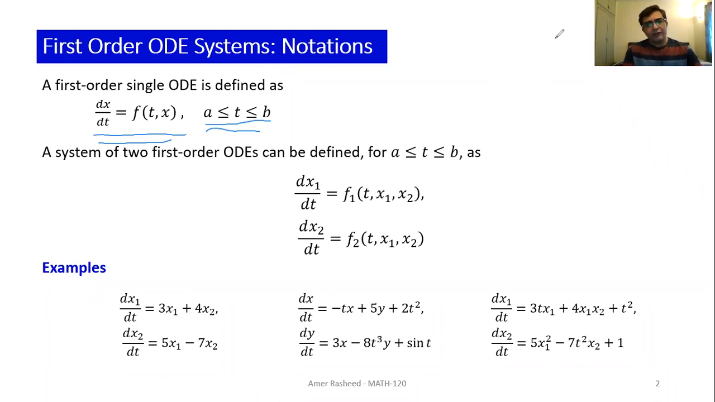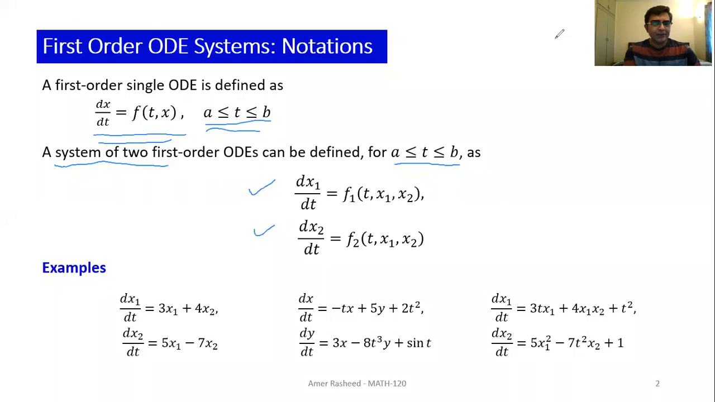Now, what if we have more than one differential equation, particularly of first order? A system of two first order ordinary differential equations can be defined on some domain a to b. Now we have two first order differential equations: dx1 by dt is equal to f1 of t, x1, x2, and dx2 by dt is equal to f2 of t, x1, x2. Now x1 and x2 are two dependent variables and we have only one independent variable. That is, x1 and x2 are both functions of t.